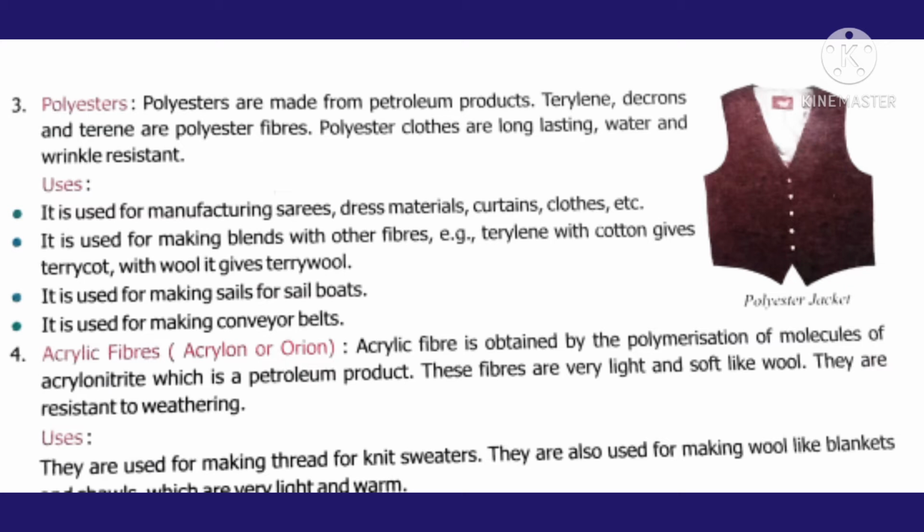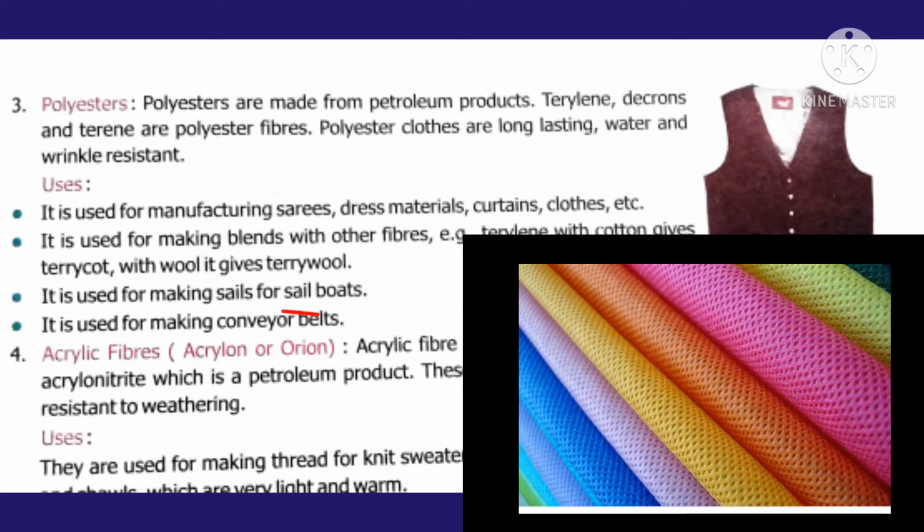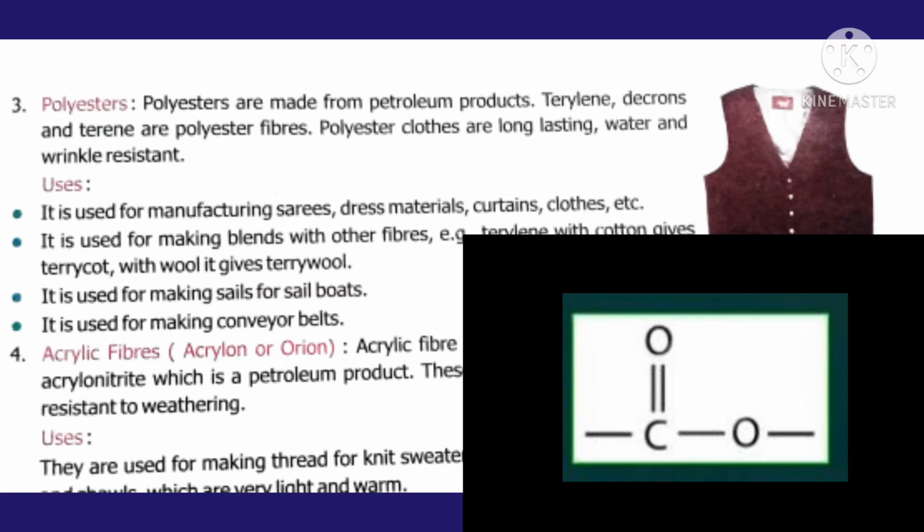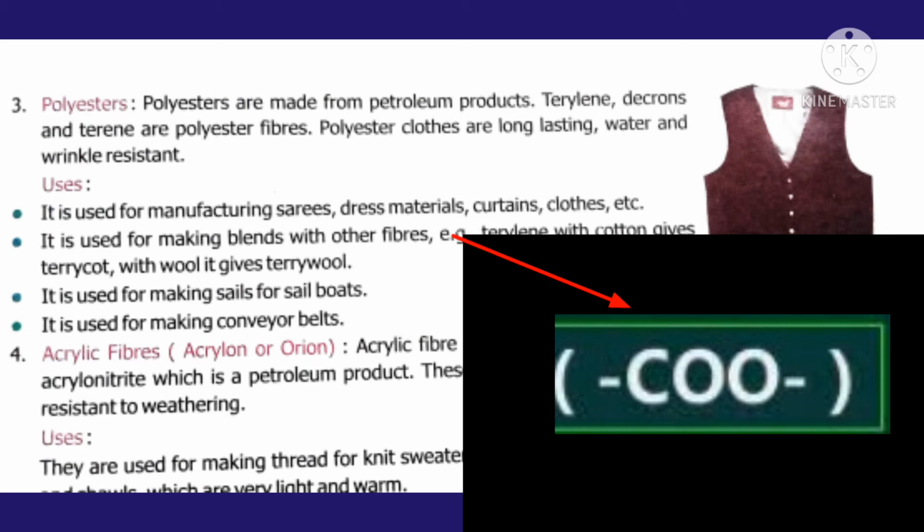Most of the synthetic fibers are petroleum products, like nylon, polyesters and acrylic fibers. These fibers are petrochemical products. Now we discuss the polymer polyester. The monomer of polyester is ester. This is the ester group. The structure of monomer ester is like this. That is the COO group. The monomer ester can be written as COO like this also.